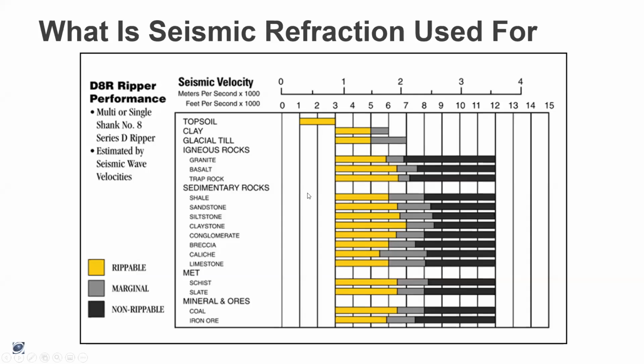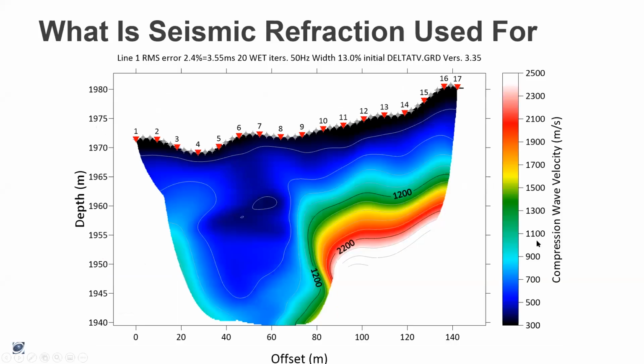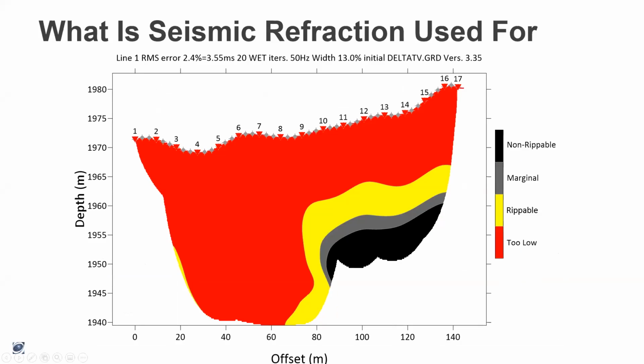And so for granite, you can see the rippable band is between 3,000 feet per second to just below 6,000 feet per second. The nice thing about this is because it's such an established relationship, we can simply take our P-wave velocity profile and group the contours so we can see which areas are rippable, too low, marginal, or non-rippable.